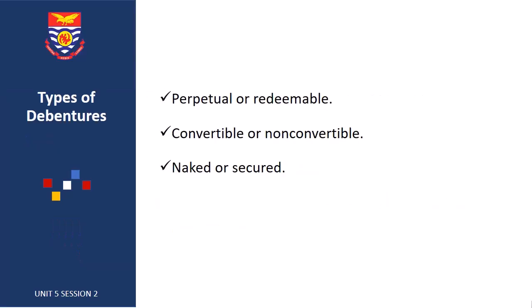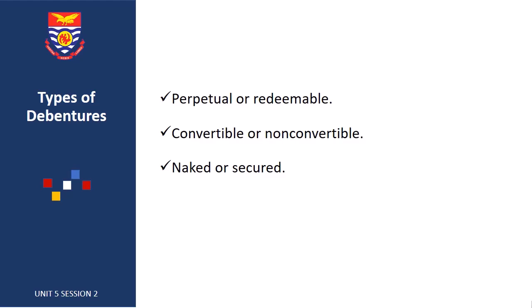The types of debentures are as follows. We have either perpetual or redeemable debenture. With perpetual debenture, it cannot be redeemed. But with redeemable debenture, there's a date on which the company can redeem that debenture, that the company can buy that debenture back.